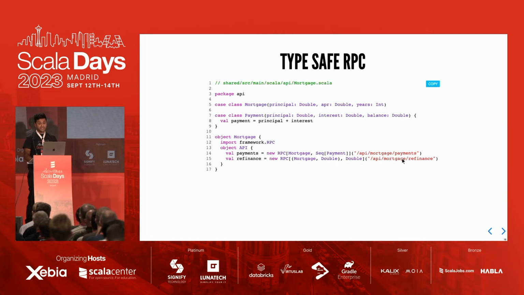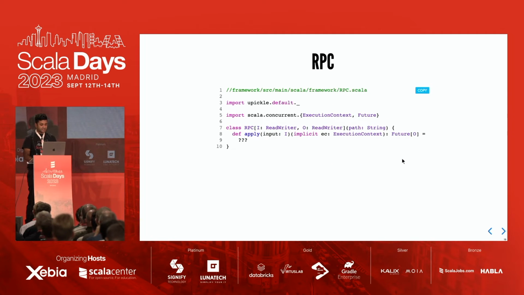Okay, so now let's implement this RPC class. This is what the RPC class looks like, essentially. It has an input and an output, and it has the capability of being JSON serialized and deserialized. In this case, I'm using uPickle, which has the read-writer type class, but you can use Circe, or most JSON libraries will give you type classes. You just have to make sure the input and output can be encoded and decoded to JSON, and a path. And you have the apply, so given the input, you get the future of the output.